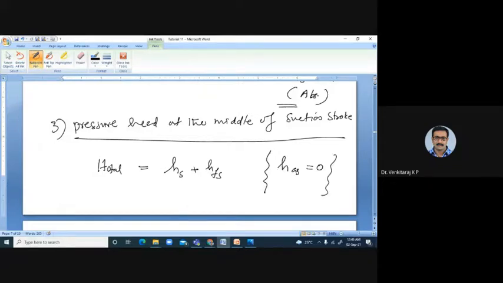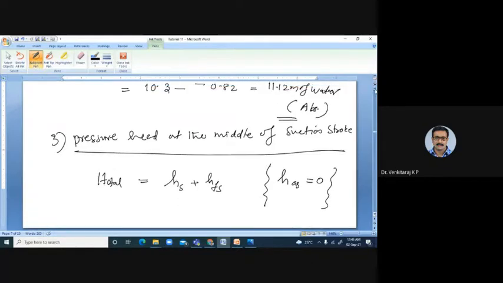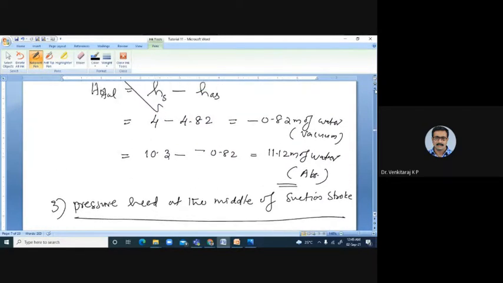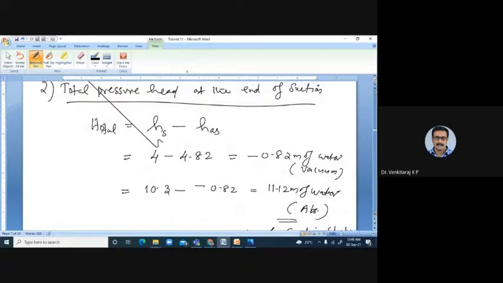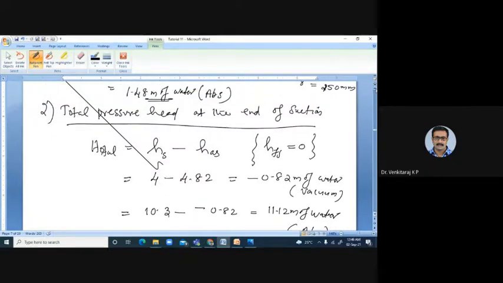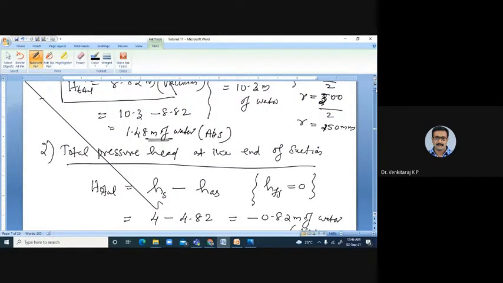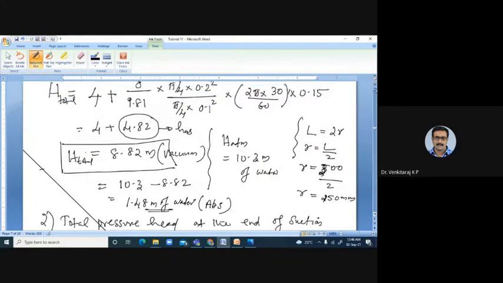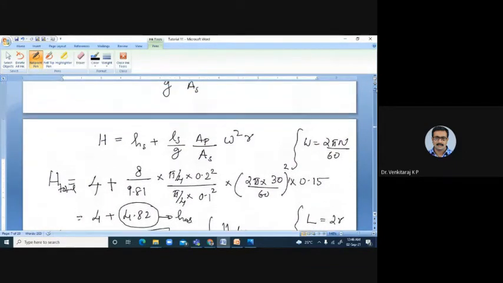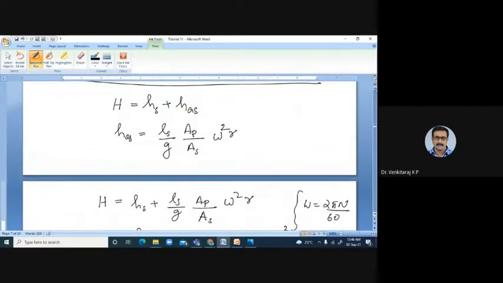Similarly, in the previous cases, you can mention here that at the end frictional head will be 0. There is no friction head at the beginning and end of the suction, because the velocity value will be 0 there. Here also you can mention that the HFS equal to 0. Frictional head loss is 0.